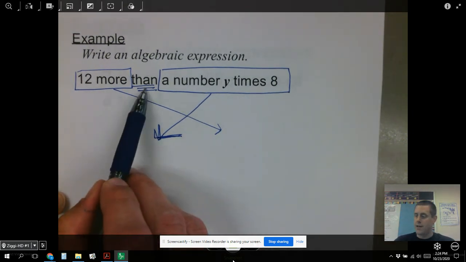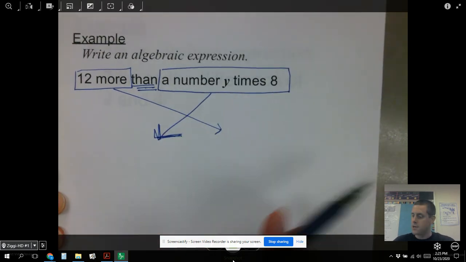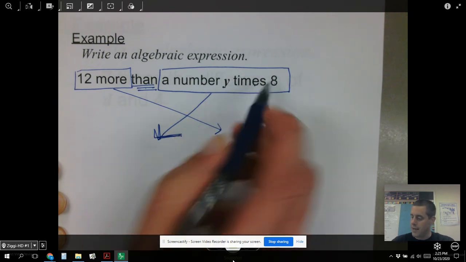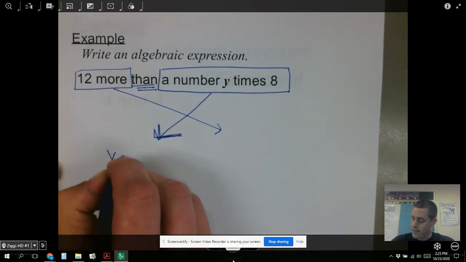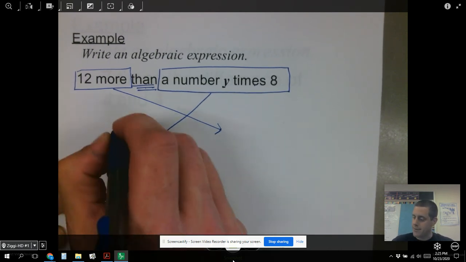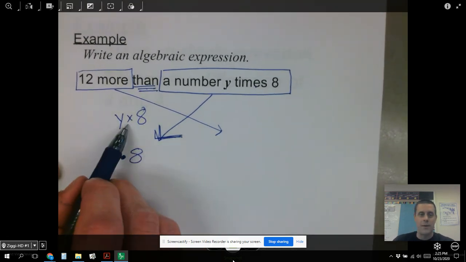So here's the word than. I'm going to take the phrase after the word than and make it the beginning of my expression. We have a number y, so the variable y, times 8. So I'm going to write y, and I'm going to use a dot for multiplication, times 8. Try to get out of the habit of using x for multiplication, because with variables, that's going to start looking like an x.